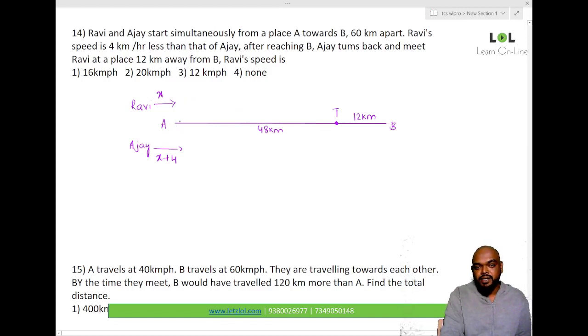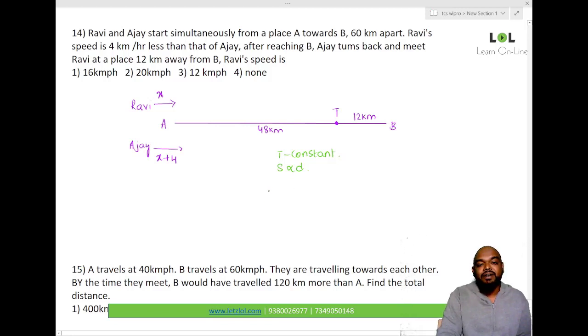Look, very similar question. In the previous case, he gave both the speeds and he asked this distance T to B. But in this case, he's giving that distance and he is asking their speeds. Now observe. Since both of them are traveling for the same amount of time, their speed is directly proportional to distance covered. Since time is constant, speed is directly proportional to distance.